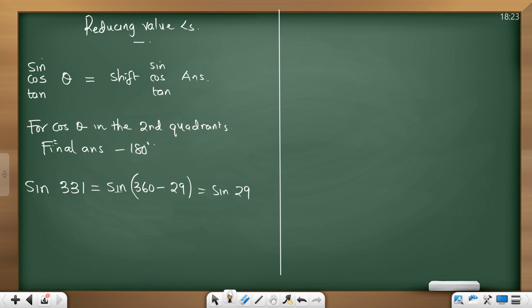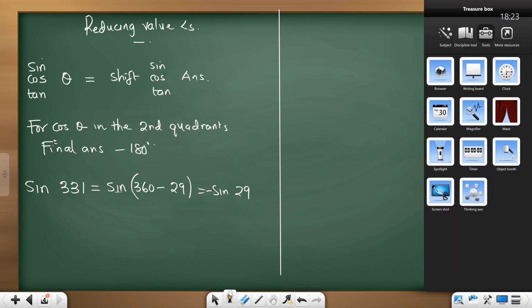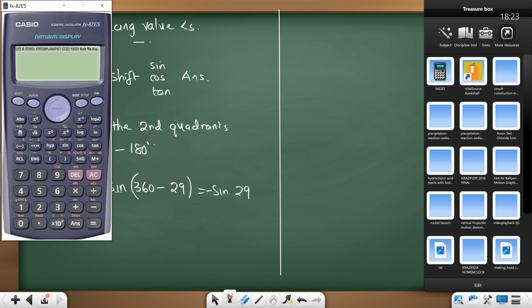331 is in the fourth quadrant. And sine is? That is what people forget. That's why the calculator method just gives you confidence. People forget that it's in the fourth quadrant and they forget the sign. But anyway, thank God for what?